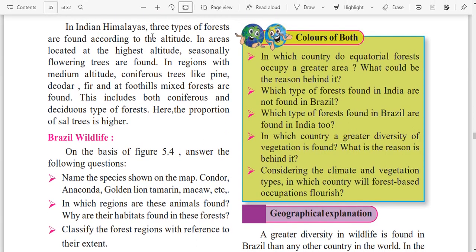In Indian Himalayas, three types of forests are found according to the altitude. In areas located at the highest altitude, seasonally flowering trees are found. In regions with medium altitude, coniferous trees like pine, deodar, and fir are found, and at foothills, mixed forests are found. This includes both coniferous and deciduous types of forests. Here, the proportion of sal trees is higher.